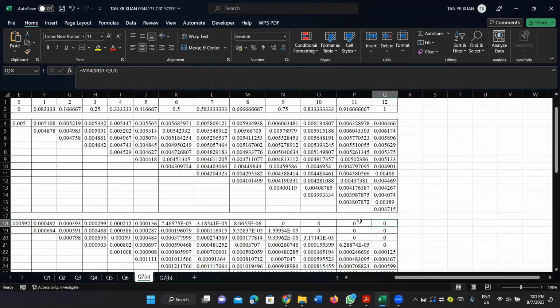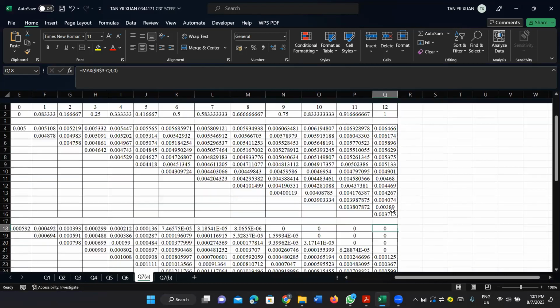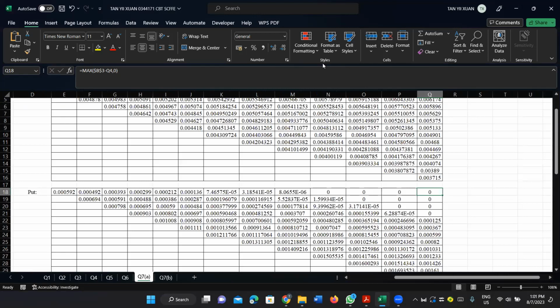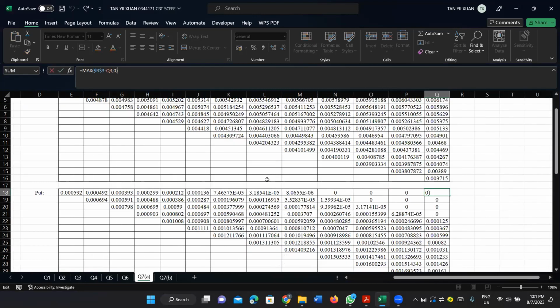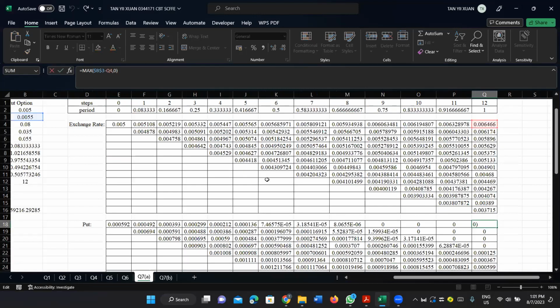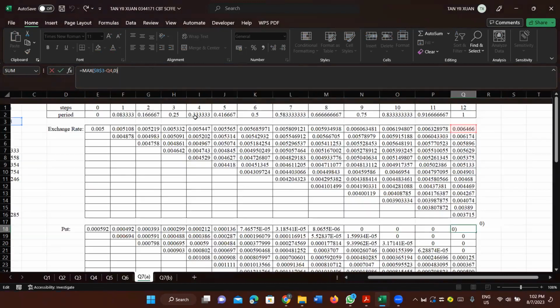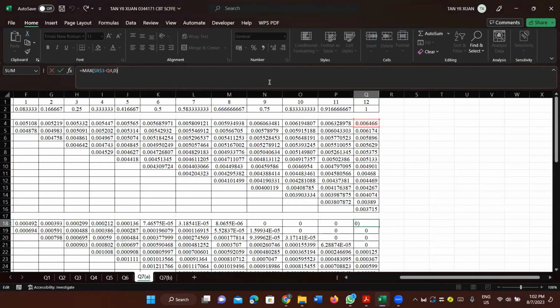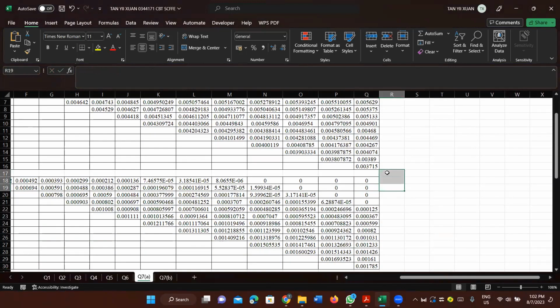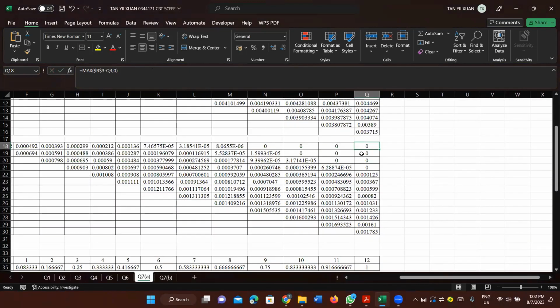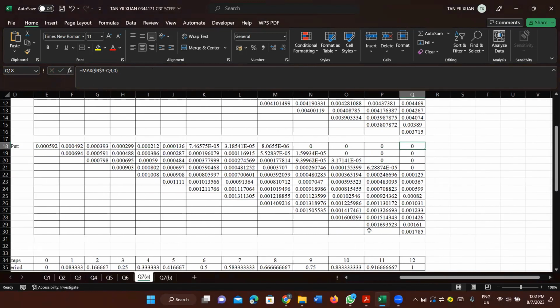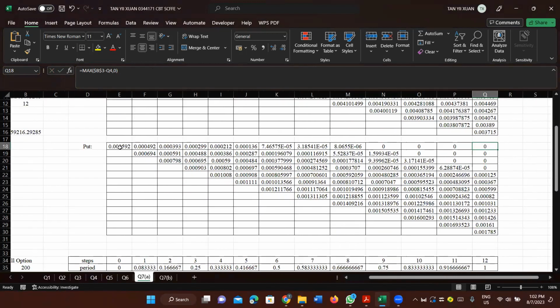we could start this backward. The payoff of a put option is the maximum of K minus S and 0. So we will just insert K minus the exchange rate, and we can break it down for 12 periods. And we will get this payoff at time 12.